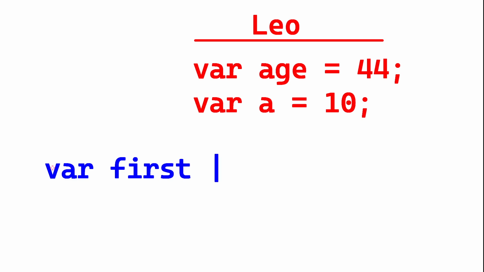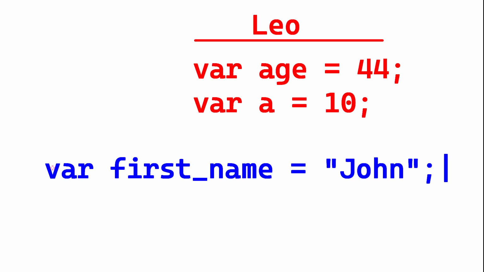If you have a variable with two names, you can either write it together like this, but that's not recommended, or you can use underscore and say first_name. Then if you want to store your name, it has to be inside double quotes or single quotes. So let's just say John like this, then put your semicolon. Or you can do it this way by saying var first.